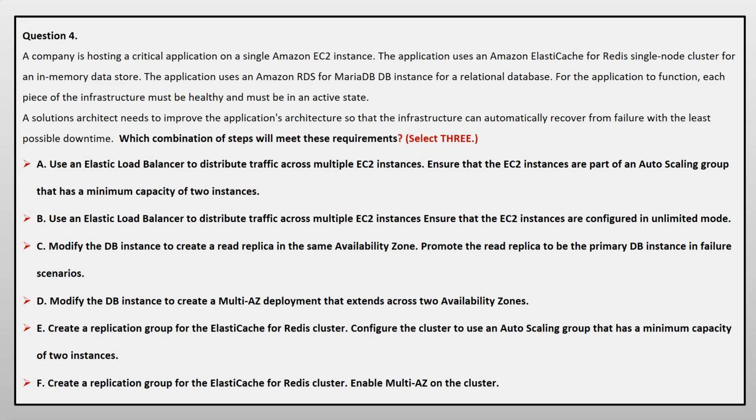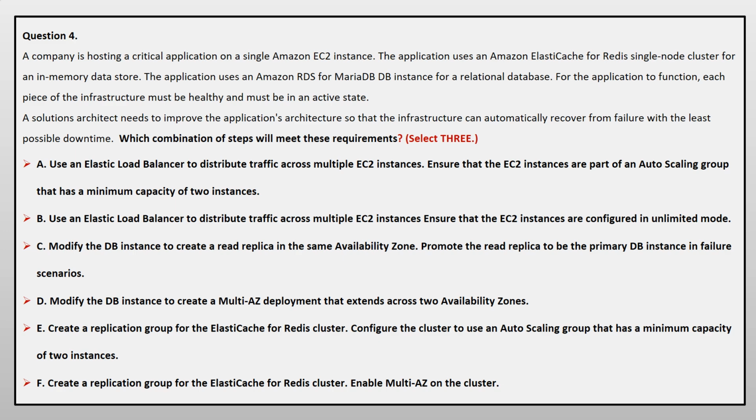Question 4. A company is hosting a critical application on a single Amazon EC2 instance. The application uses an Amazon ElastiCache for Redis single-node cluster for an in-memory data store. The application uses an Amazon RDS for MariaDB DB instance for a relational database. For the application to function, each piece of the infrastructure must be healthy and must be in an active state. A solutions architect needs to improve the application's architecture so that the infrastructure can automatically recover from failure with the least possible downtime. Which combination of steps will meet these requirements? Select 3.